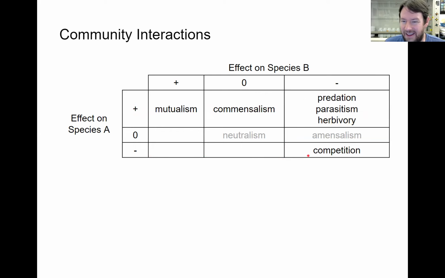And then the last one, the everybody loses interaction, is competition. So this interaction is one where both species are harmed because they aren't getting the resources they need to survive and reproduce. So this is a really interesting one, and there's maybe the strongest selection pressure, the most benefit to evolving away from this competition, because no one's winning that, right? So we'll get there.